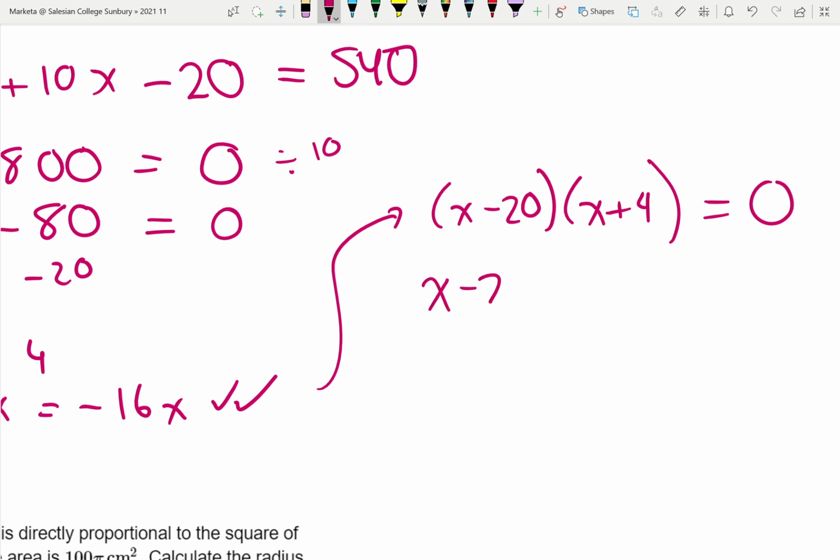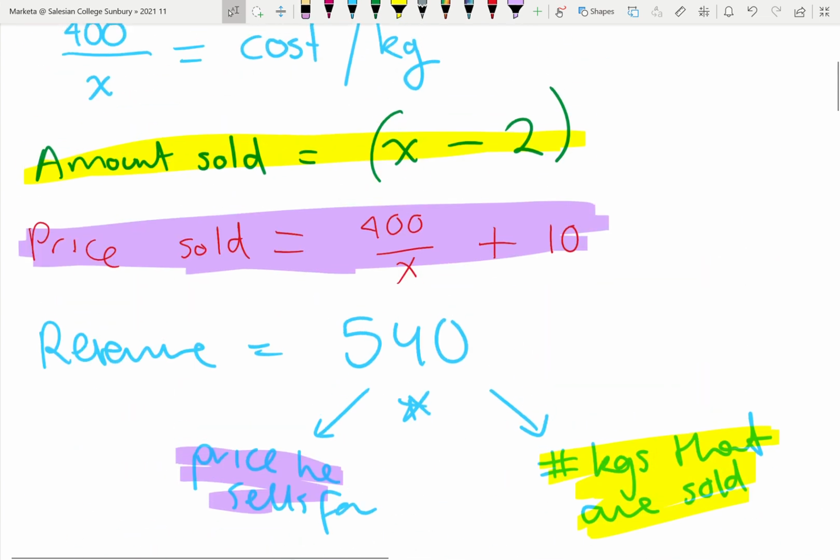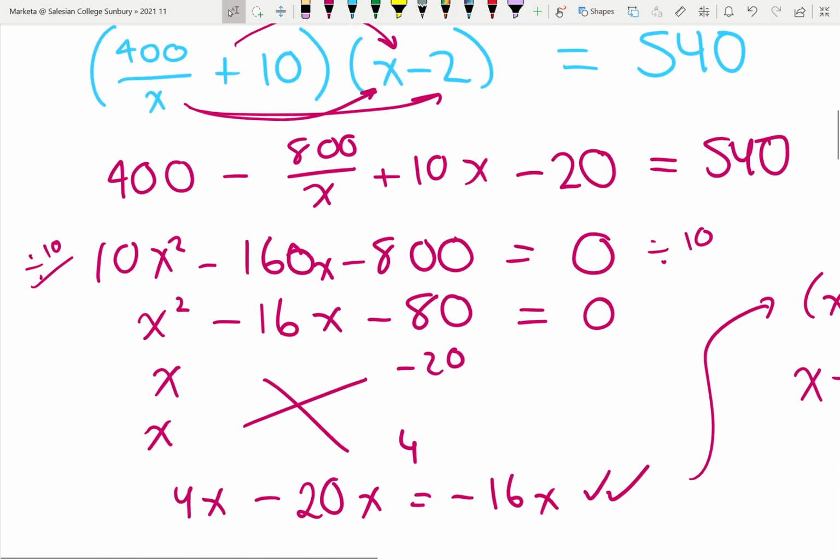So notice that now we can solve each one. We can say x minus 20 equals 0, and we can also say x plus 4 equals 0. So let's add 20 on both sides. We get x equals 20, and that's a sensible answer. The other one, though, we're going to get x equals negative 4, and that's not a sensible answer, so we'll reject that. So let's just double check exactly what they're asking. How many kilograms of salmon did the fish shop owner buy at the market? So 20 kilograms of salmon.